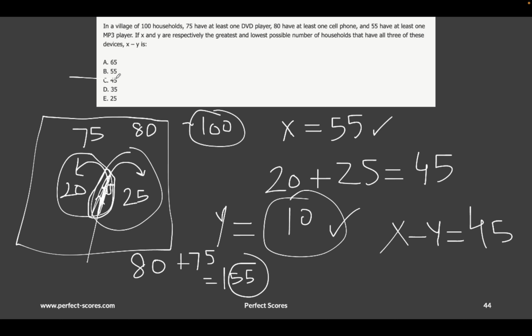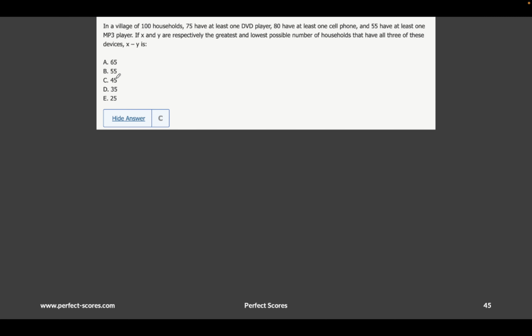So hope you understood this problem here. The key to this question is forget the people who have MP3 players. Focus only on the people who have DVDs and cell phones. Identify the constraints there and try to fit in the constraints for the MP3 player at the end. So that was this question, guys. I hope you understood. Let's move on to the next one. So the answer is 45.